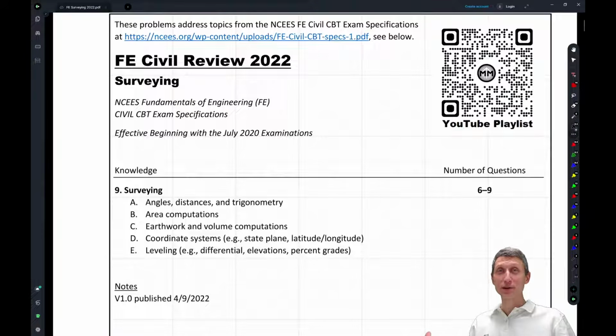Tonight we're going to be talking about surveying, where we get to take a look at measurements and angles and distances. The FE also throws in area computations, earthwork volume computations, and coordinate systems, which gets into GIS and that sort of thing, but we'll see how that works there. What we're going to be doing is jumping in with some of these different questions and going from there.